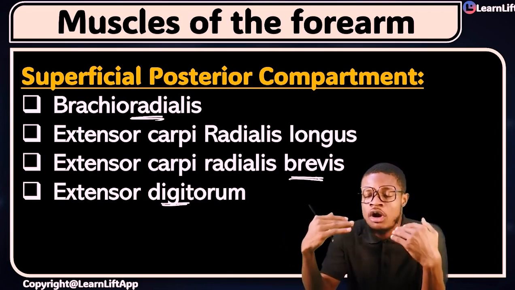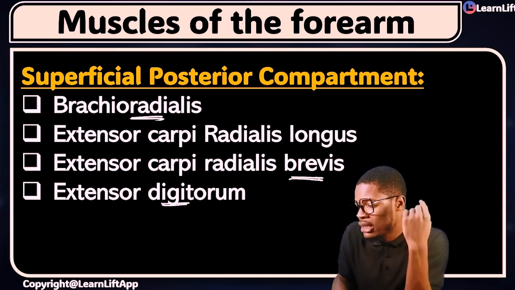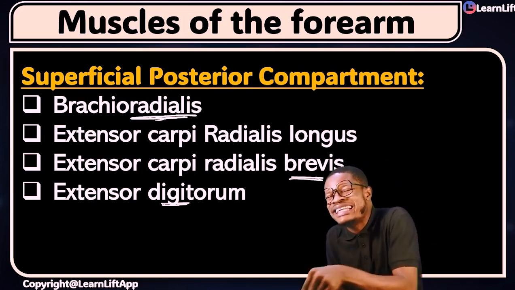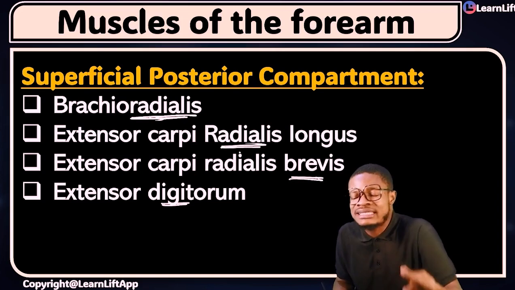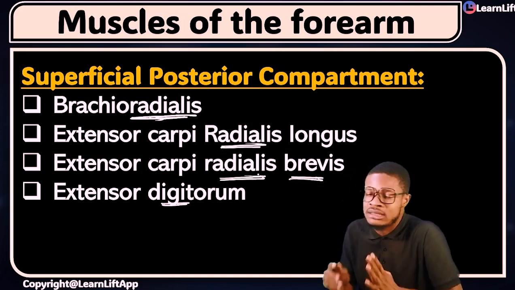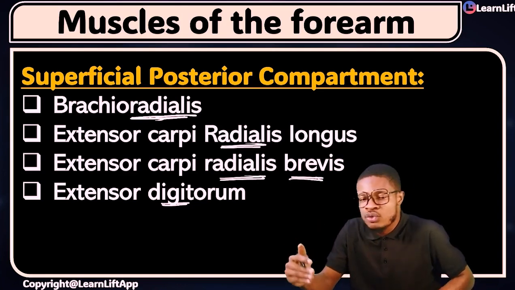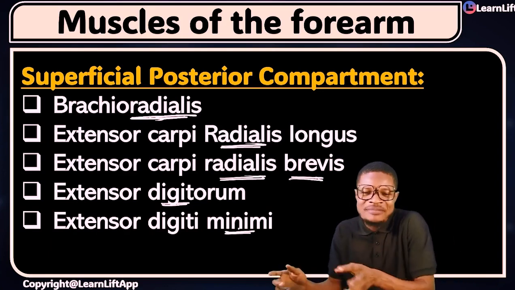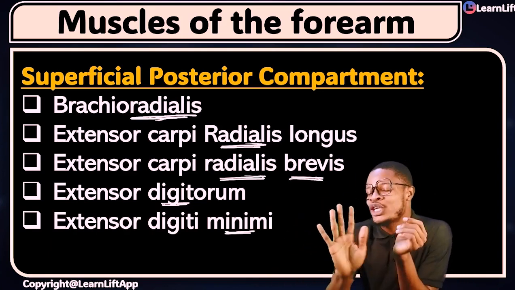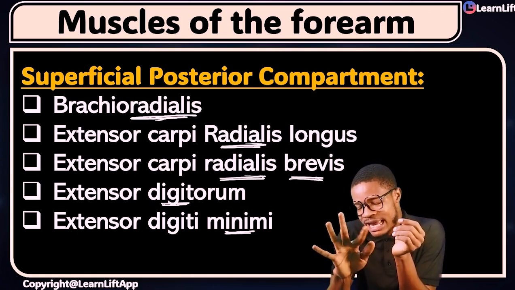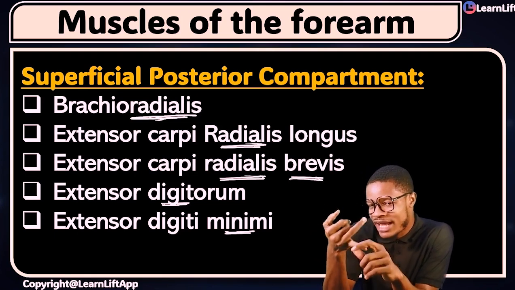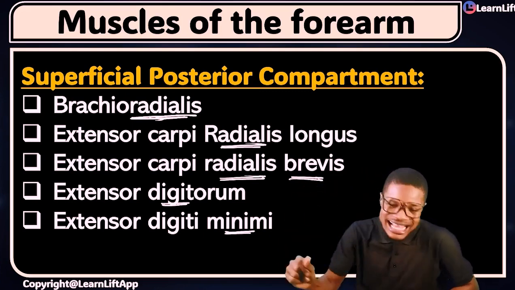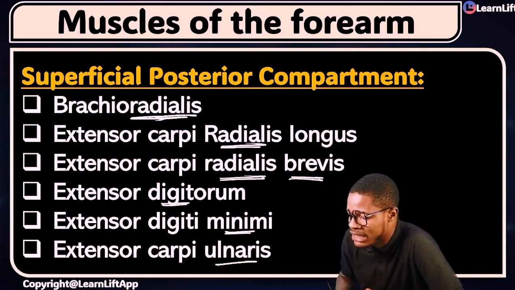If you watch the first 3, all of them are radialis. The first one is your brachioradialis, radialis is there. Second one is extensor carpi radialis longus, radialis is there. The third is extensor carpi radialis brevis, radialis is there. Then extensor digitorum. The 5th is extensor digiti minimi. From the name, you should know it has to do with the fingers. This is the little finger, so minimi has something to do with the little finger. Are you getting it now? And the last is your extensor carpi ulnaris.